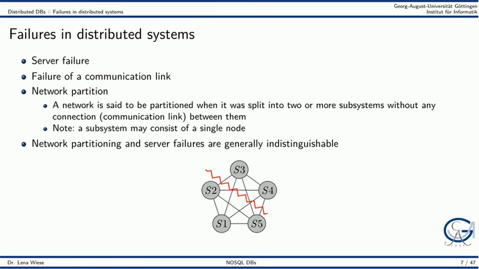The third case is a network partition. A partitioned network consists of two or more subsystems that only can communicate among themselves, but not between each other. A subsystem of a partitioned network may also consist of just a single node. That is why network partitioning and server failures are in general indistinguishable. In a distributed system where failures can occur, failure-tolerant protocols are needed.